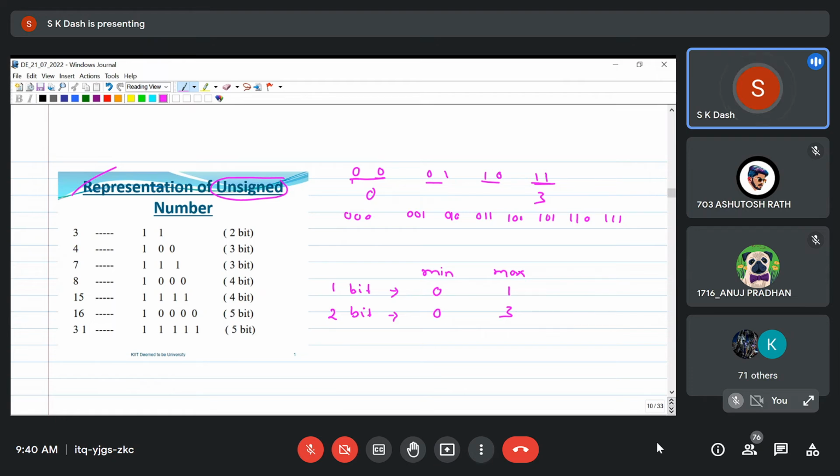Okay. So who will be minimum? This will be minimum. Triple one will be maximum. So minimum is what? 0. Maximum is what? 7. Okay.